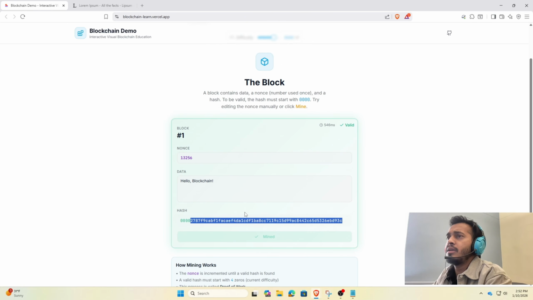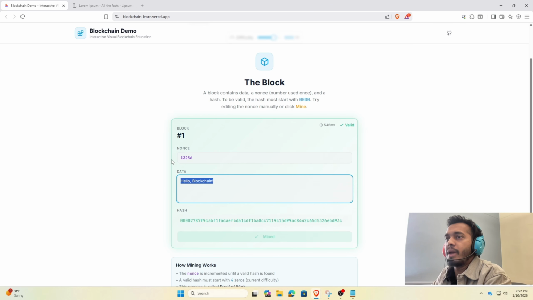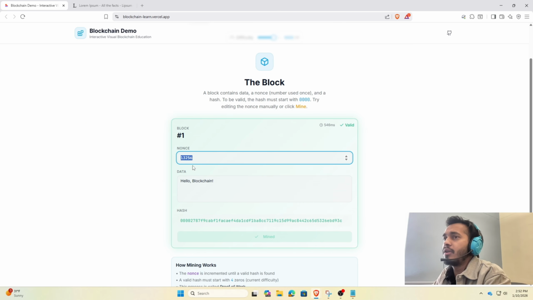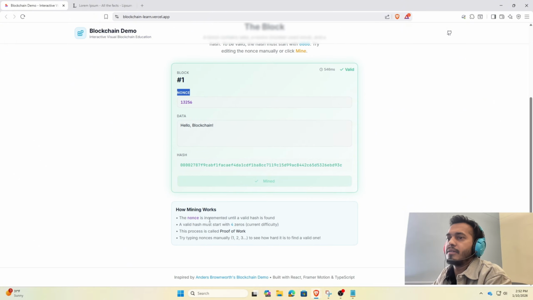So mining is nothing but having a huge computational power to combine all this data and find what the number will be. Okay, what the nonce will be. So finding a nonce is mining. The nonce is incremented until a valid hash is found. A valid hash must start with 4 zeros, which is the current difficulty.